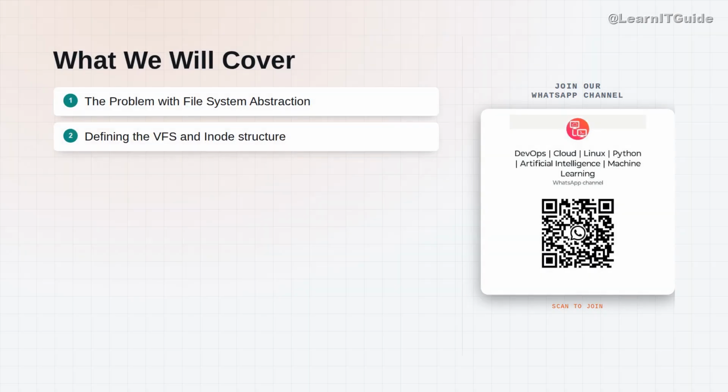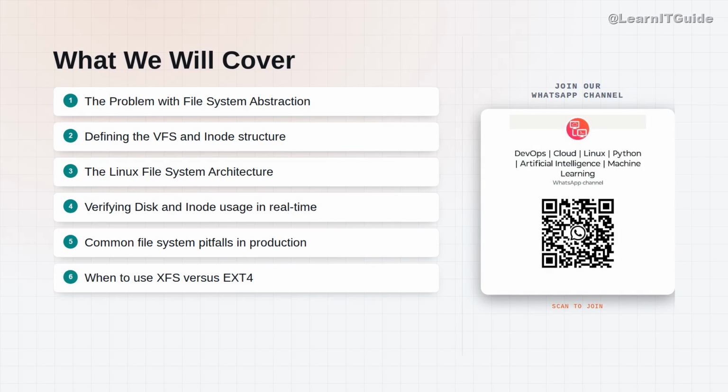We have a packed agenda today. We are covering the abstraction layer, the internal kernel structures, how to monitor these in production, and how to choose the right file system for your workload. Specifically, that includes the VFS, inodes, disk geometry, and production-grade optimization. These are the topics we are going to cover in this video, so do not skip ahead. Watch all the way through to actually understand this properly.